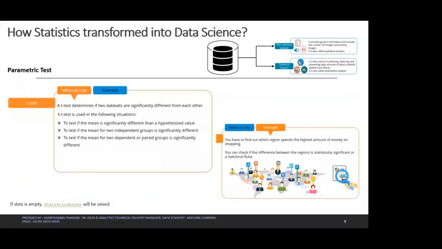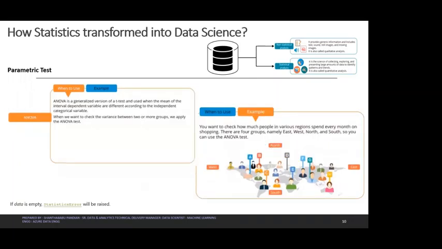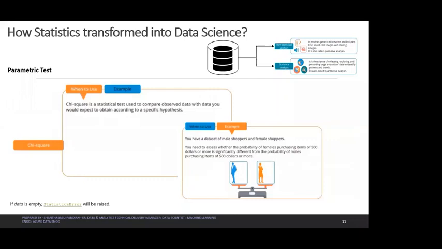So here I have come up with a few tests, but I don't want to go through each and everything in detail, because it's completely theory oriented. I'll share the slides, so you could go ahead and understand what a t-test is and see an example of it. Okay, it will be easy for you guys. I'll share it with you.